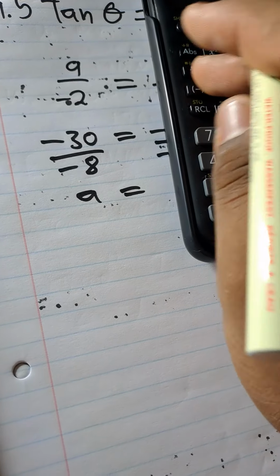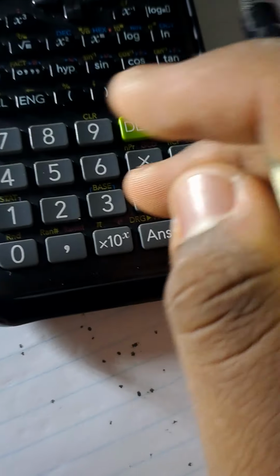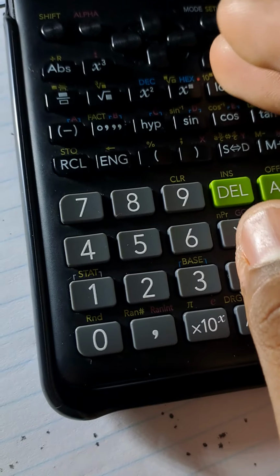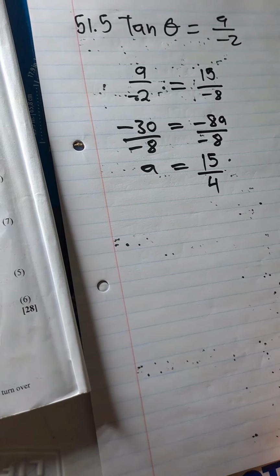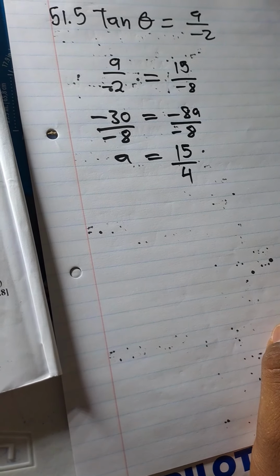Okay, 15 divided by 8, -30 divided by -8, which is 15 over 4. You're done. Don't convert to decimals, guys. Please don't convert to decimals.